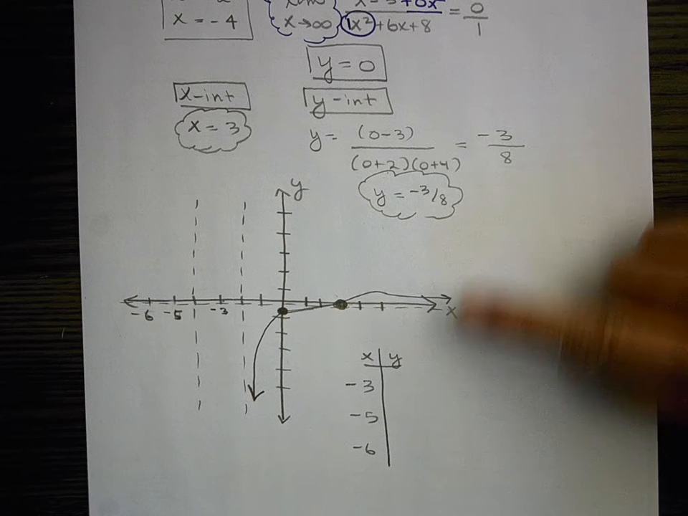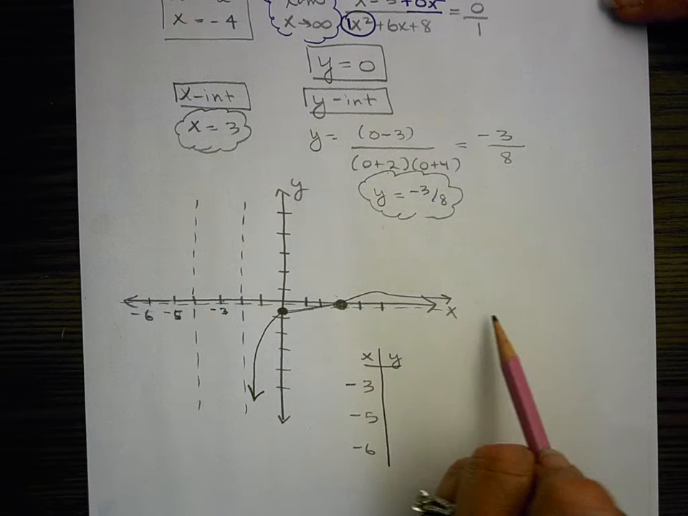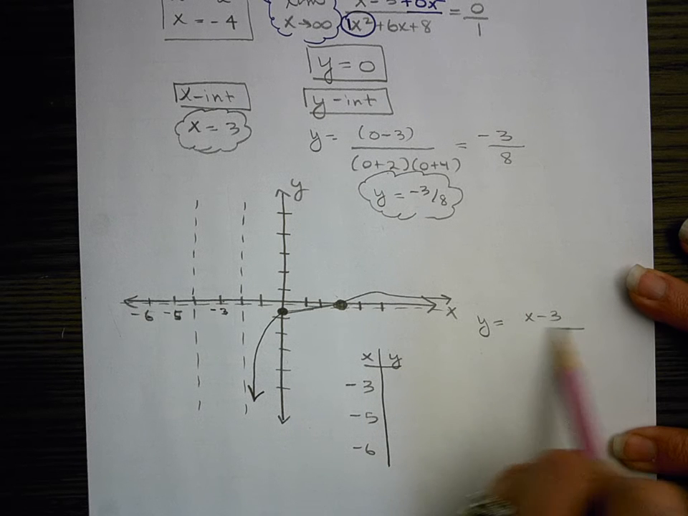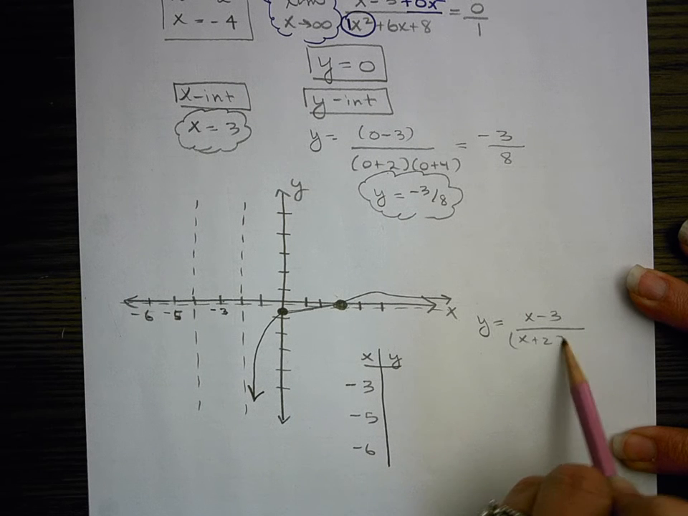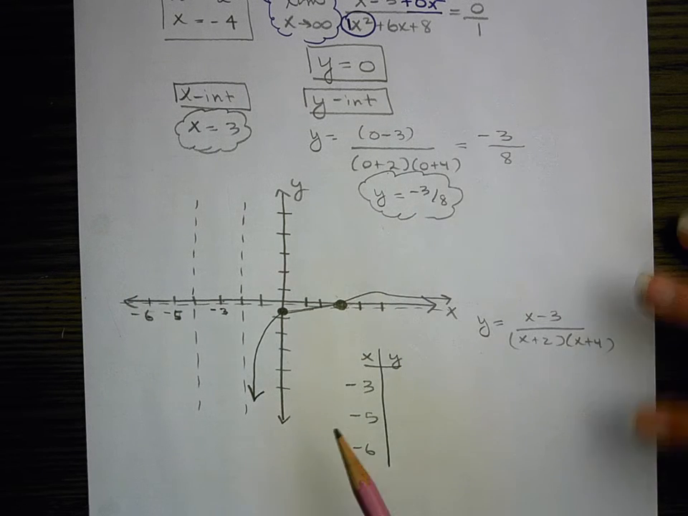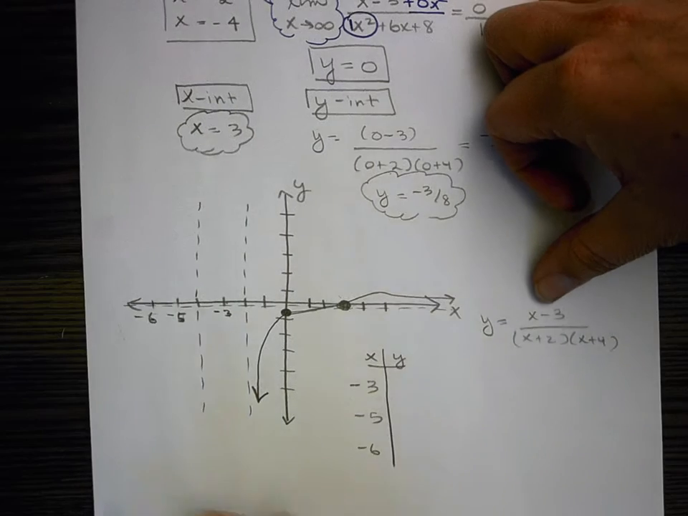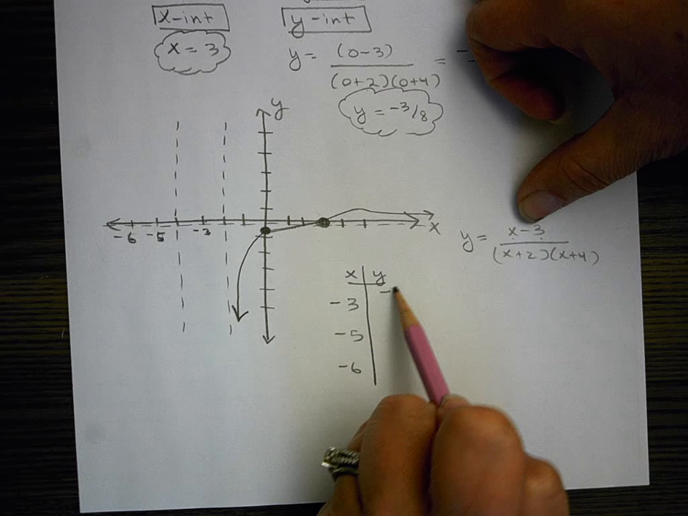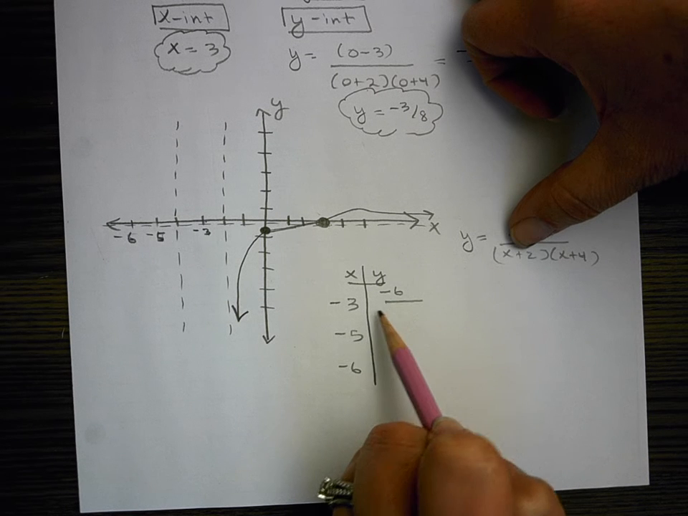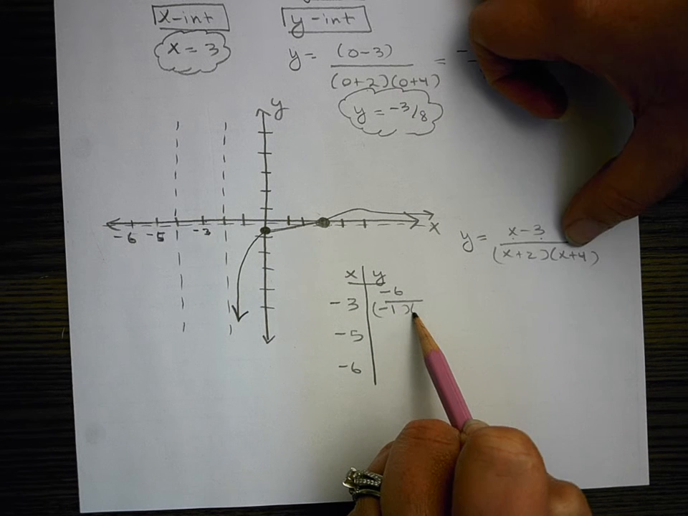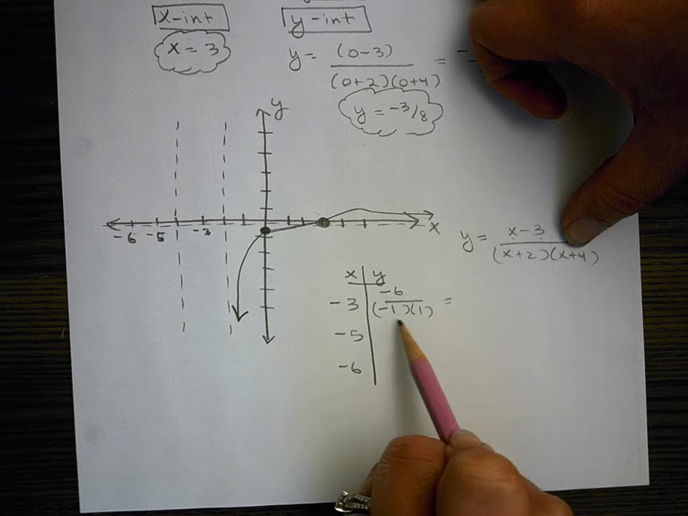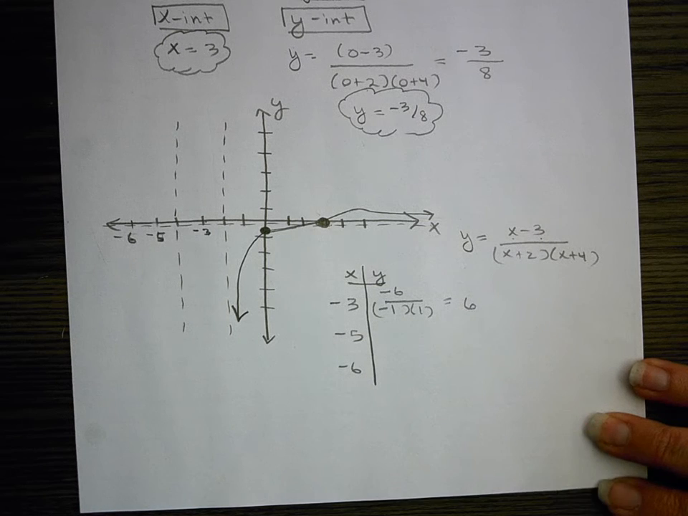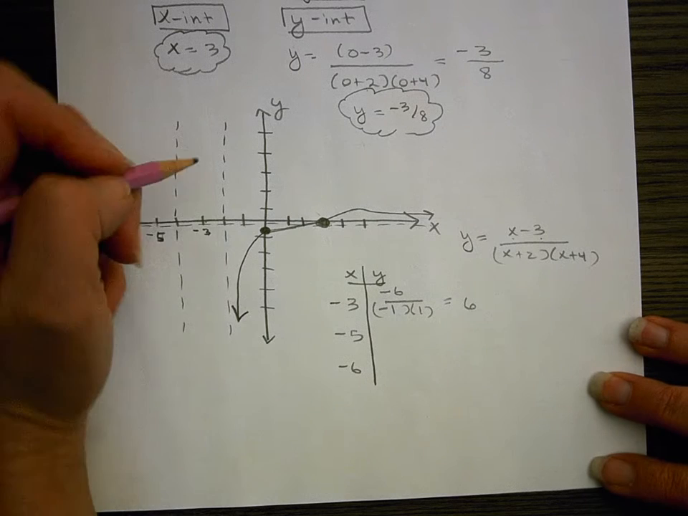I'm just going to substitute those values in and get those points. So I'm just looking at my original equation, but I'm going to write it down here so it's on the screen. So I'm just going to replace x with -3, and I'm going to do a little bit of this math in my head here. So I'm going to do -3 minus 3, and then -3 plus 2, and then negative 3 plus 4. So that would give me negative 6 divided by negative 1, which is positive 6. So I'm going to plot that ordered pair.